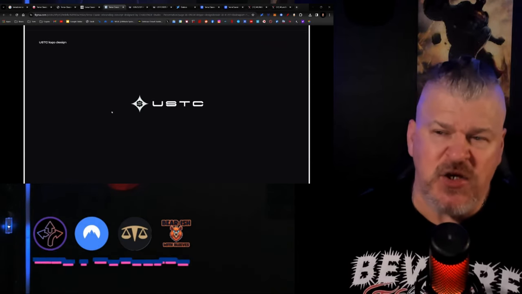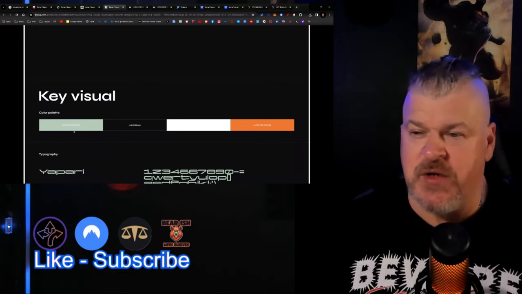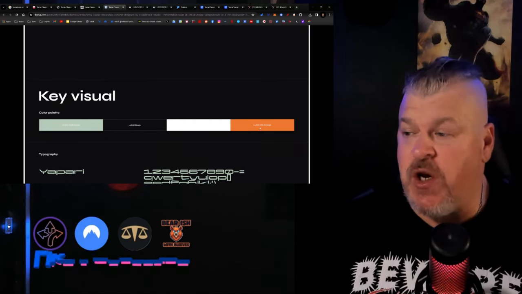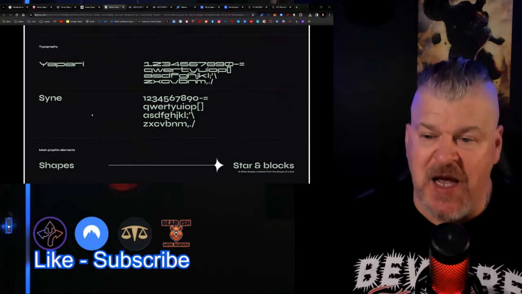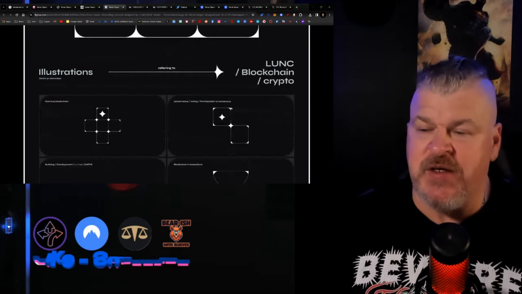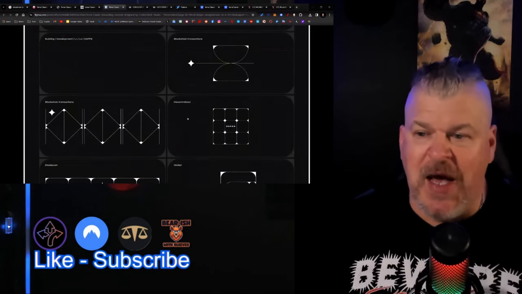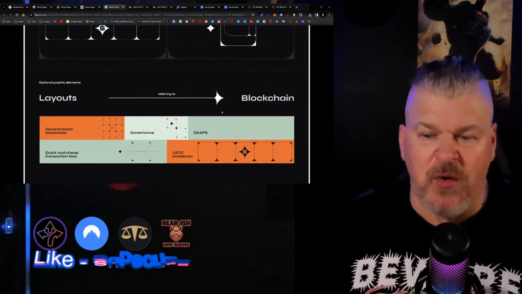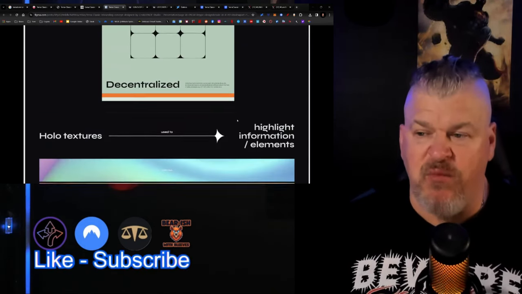And this is the UST redesign, with key visuals being here. There's a couple of them: cash green, black, white, and then OG orange. And then these are the typography. Main shapes are going to be stars and blocks. These are some of the illustrations of the blockchain governance voting, just to give you an idea of some of the pieces that they're going through right now to try to figure out what to do in the event that there is a rebranding effort.